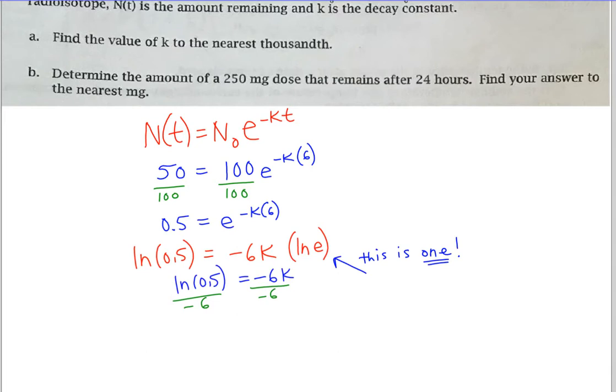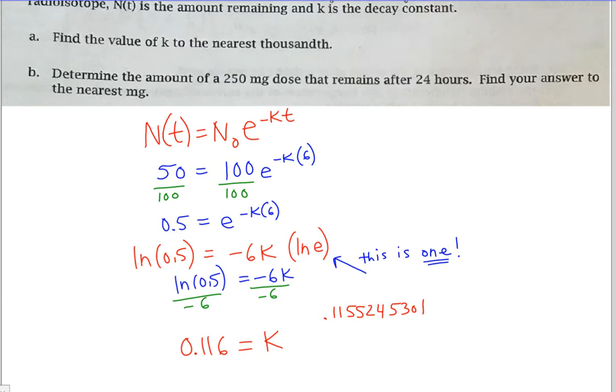I'm going to use my calculator, and I get this long value here. So depending on what you round to, you would get 0.116. Now if you want to be more accurate, I would use this entire value for k for any further questions, but I'm going to round to 0.116. So now I'm ready to move on to question B.